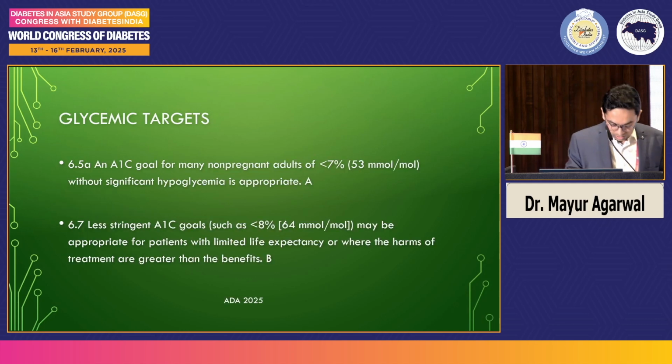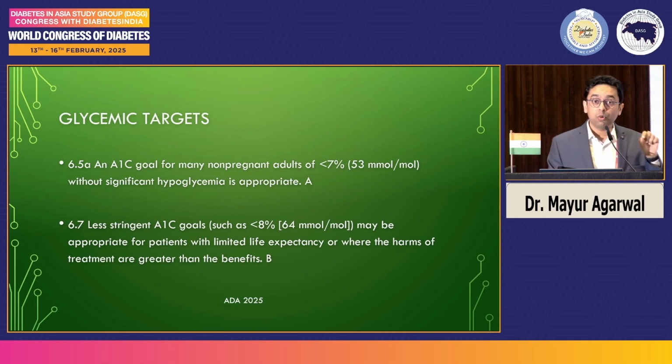Glycemic target, this is really important and totally important in the elderly patient. This is from the ADA 2025, the recent guideline. You see here the HbA1c in the non-pregnant adult is less than 7% without significant hypoglycemia, if you can do it, that's the guideline. And for the elderly where there is limited life expectancy, then you may keep it somewhere around 8. That's the basic guideline from the ADA 2025. Let us dig deeper into this.